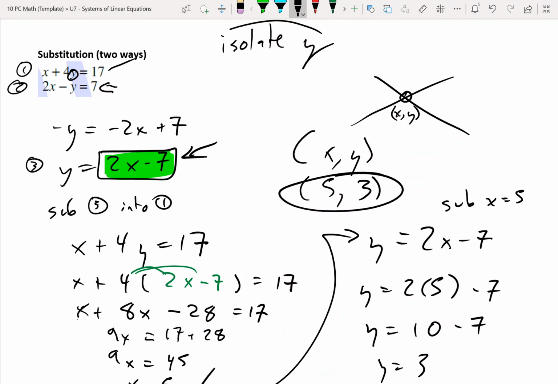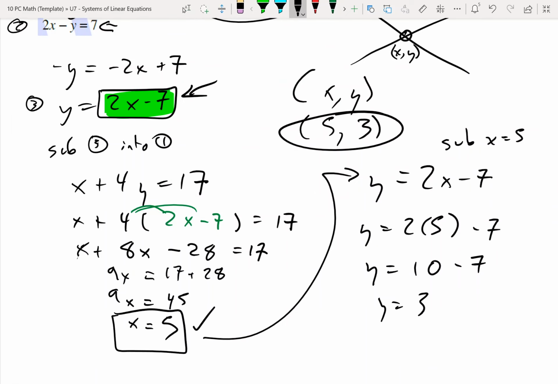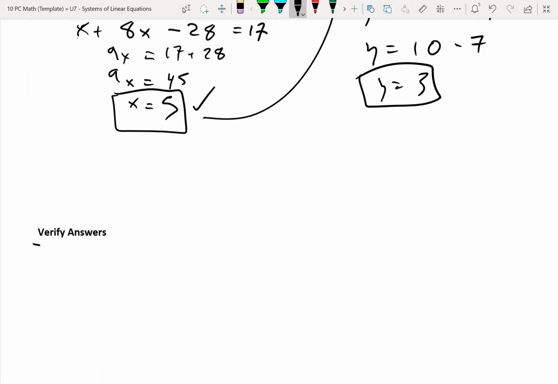Okay, so we isolated y in one of the equations, subbed it into the other equation, rearranged and found what one of the variables was, subbed that in and found the other one. Every time it's going to be that. You need to practice it until you can do it in your sleep. Now, sometimes it's going to ask you to verify.